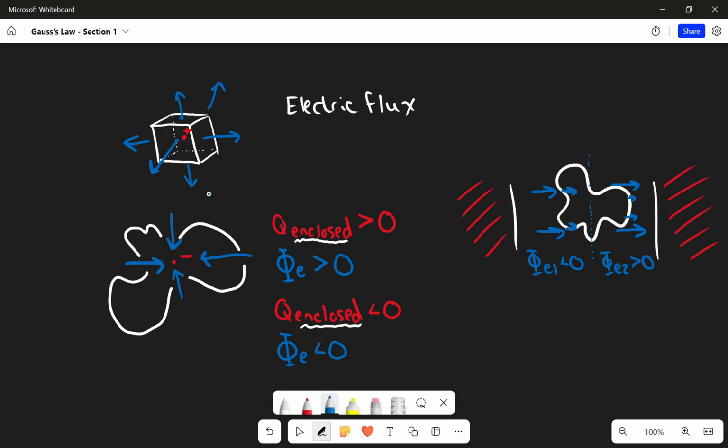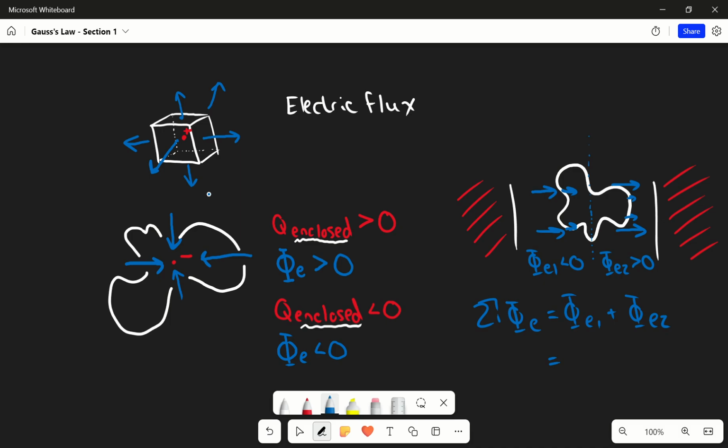And now to find the total flux, we just want to use the superposition principle. We're going to add together both of our fluxes. So we've got flux 1 plus flux 2. And overall, what's that going to equal? We've got a negative number here for this one, and we've got a positive one over here.